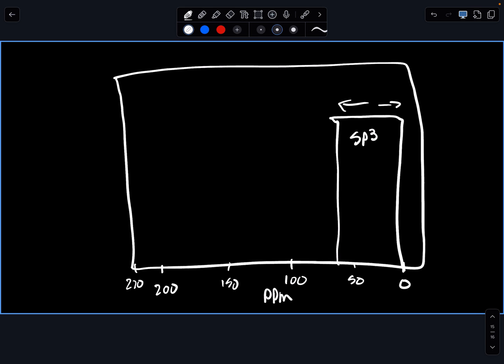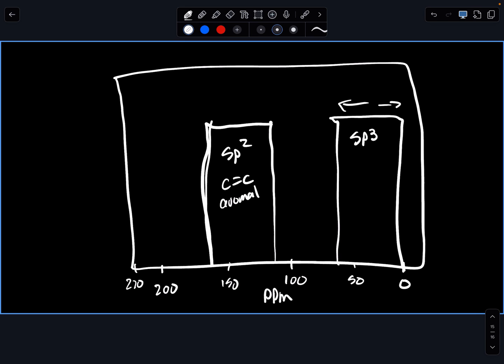Okay. The next one would be a carbon that's either in an aromatic ring or in an alkene, a carbon-carbon double bond. They go from around 110 to around 160. These are sp2 carbons. So we call them aromatic, I guess, or alkene.